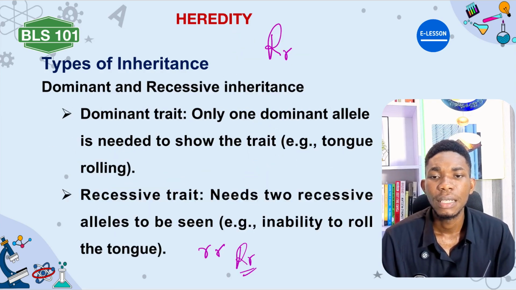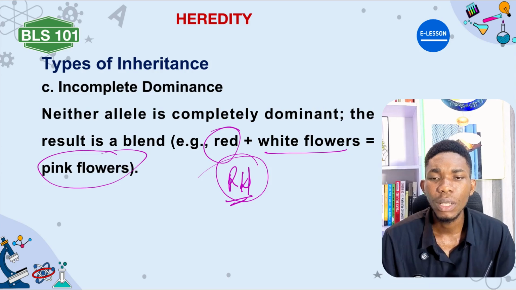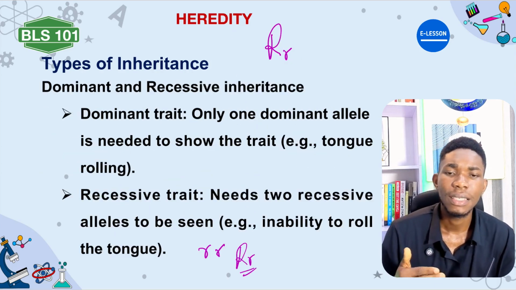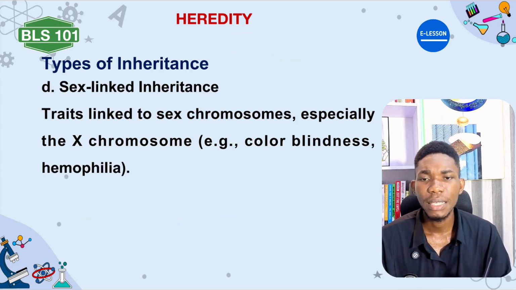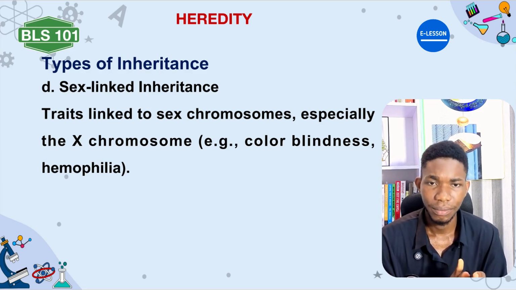Incomplete dominance, then dominant and recessive. You should be able to distinguish between them. All these ones are types of inheritance. We have dominant inheritance, recessive inheritance, codominance, incomplete dominance, and then we have what we call sex-linked inheritance.